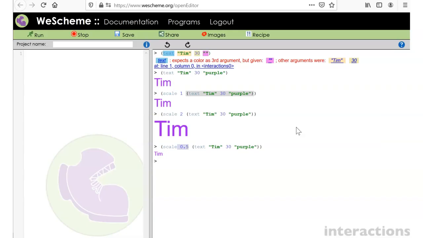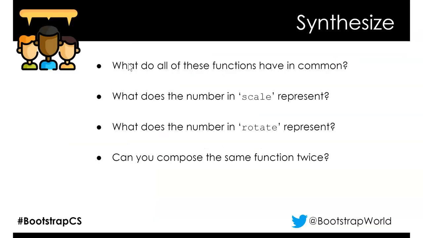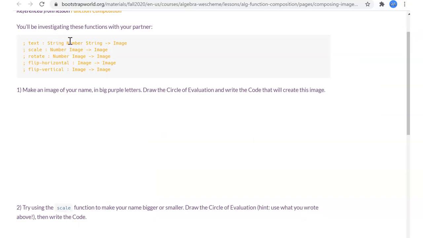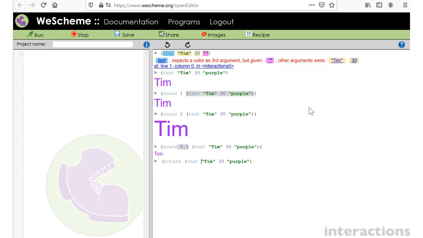What does the number in rotate represent? I'm going to go back up. There, Alt up. Let's get just our base thing back. I'm going to go to the beginning and put rotate. And what's the signature for the contract for rotate? Number, image, image. All right. I'm going to make a guess and put the number 90 in here. So I have a guess as to what it means.